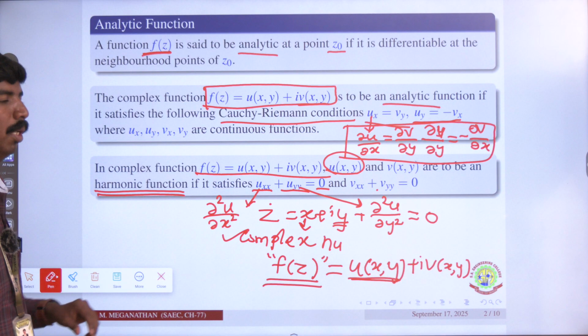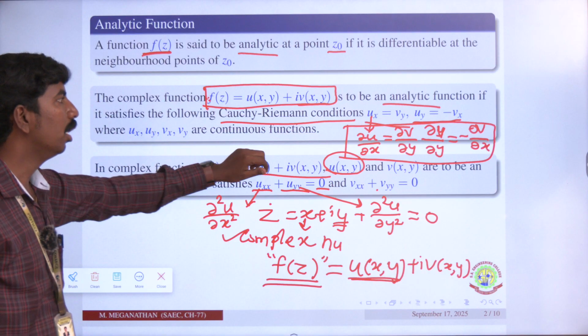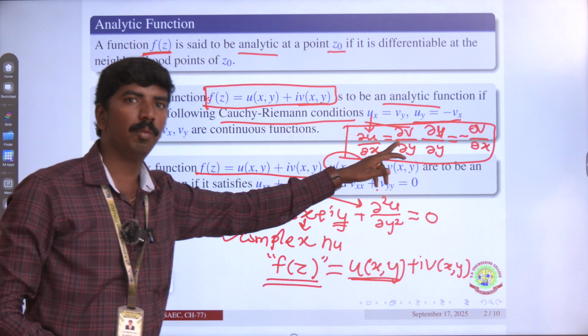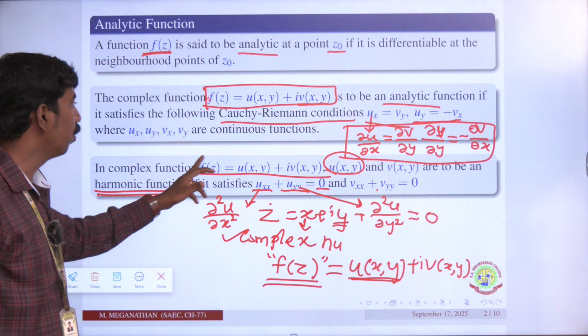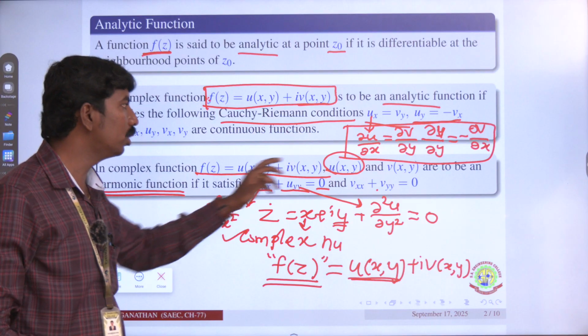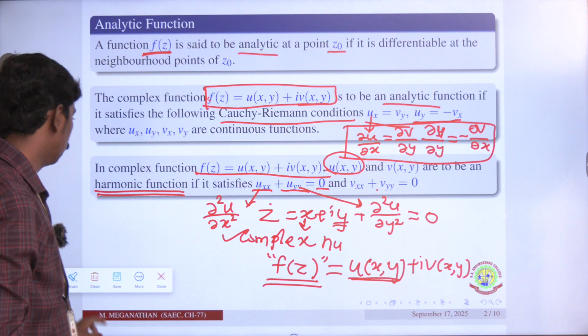So two definitions are very important. Whenever f of z satisfies the CR equations, we can say f of z is analytic. Then in f of z, u is harmonic means u xx plus u yy equal to 0.